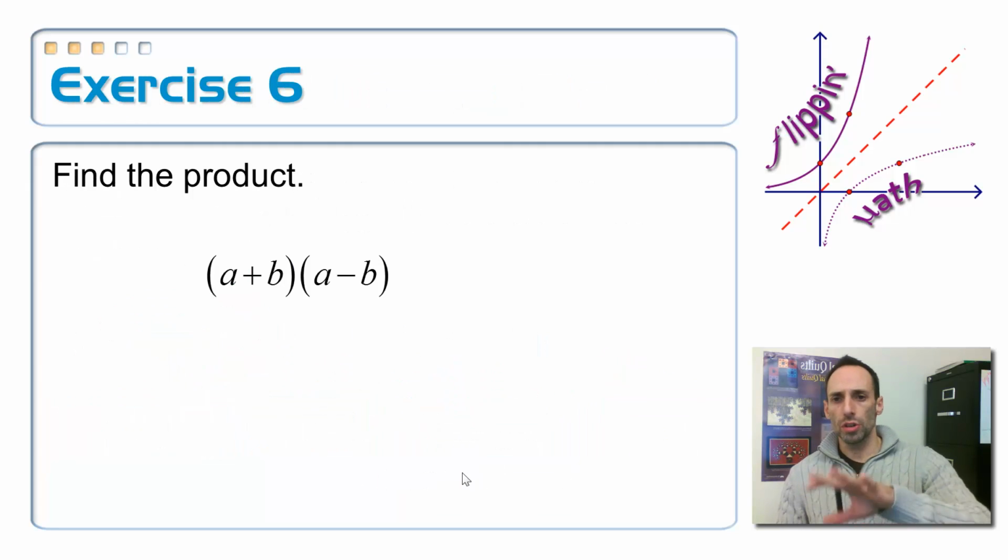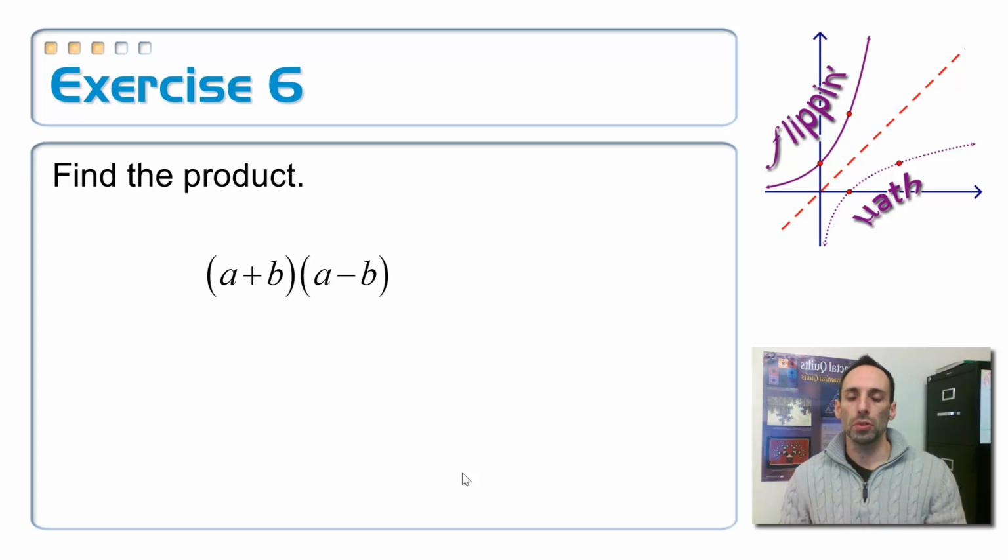I want you to pause here for a second and multiply this product out. It is a plus b that I'm multiplying times a minus b. Go ahead and take a second, pause it right now, multiply those things out. Okay, so whenever I go to multiply these things out, this is what I should get. The reason why I should get this is because the middle term cancels out.